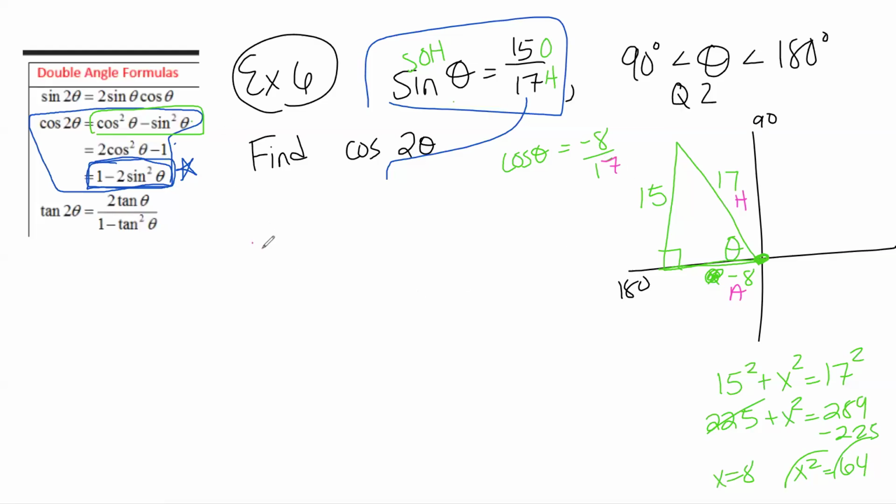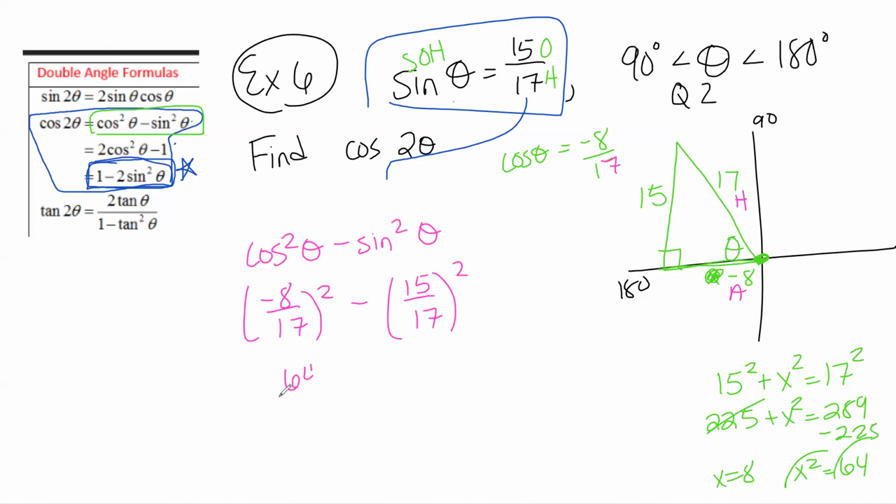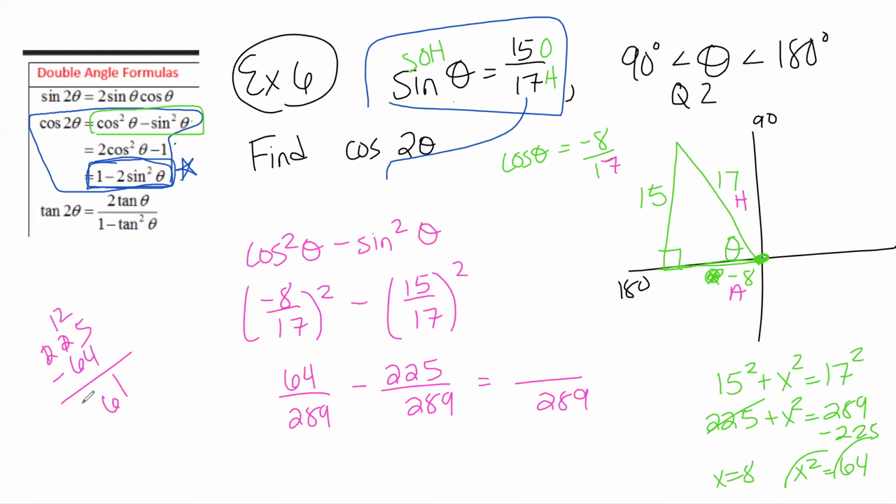Okay, now do that formula. Top one, sorry. Cosine square minus sine square. Top one for cosine, the one in the green box. So now let's go. Negative 8/17 squared minus sine, they gave us in the problem, 15/17 squared. So that's 64 over 289 minus 225 over 289, and then you'd still have to crank that. Negative 161 over 289. So same thing, but this required more work.